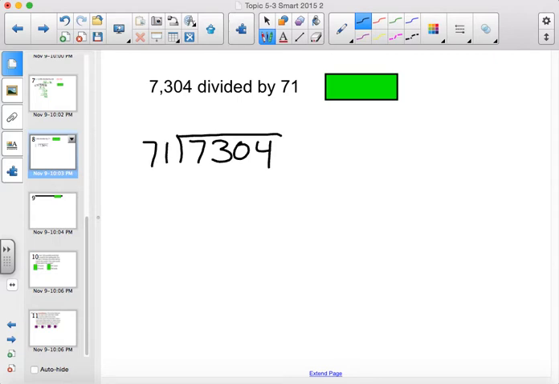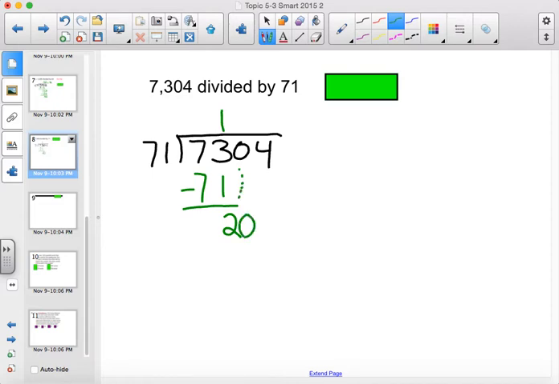Okay, 71, you cannot go into 7. 71 into 73. We'll go 1 time. 1 times 71 is 71. Subtract, and you end up with the partial remainder of 2. Bring down your 0.